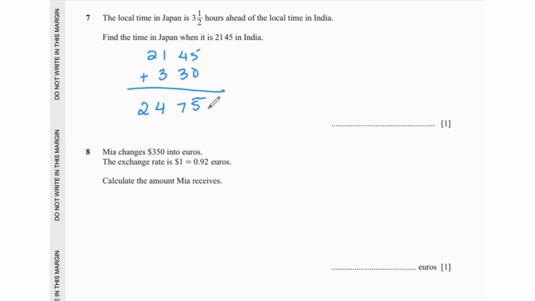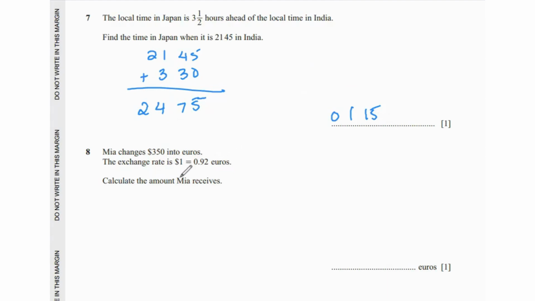Since our minutes cannot be greater than 60, we take 60 minutes out of 75 and add that as an hour to 24. Our hours cannot be more than 24, because at 24 the next day begins. So it's going to be 1:15.